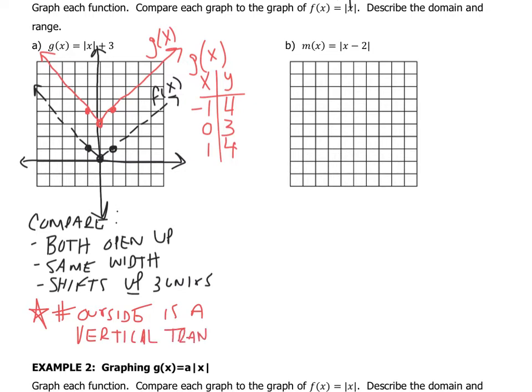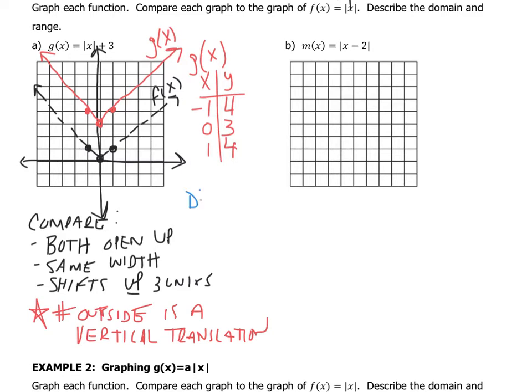It's basically telling us how far up or down you are going to be moving that parent function. You just took the entire parent function and slid it up 3 units because it was a plus 3. Okay? It also here asks for the domain and the range.